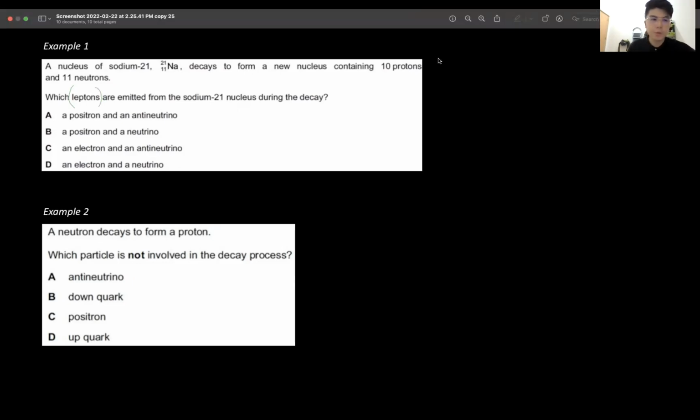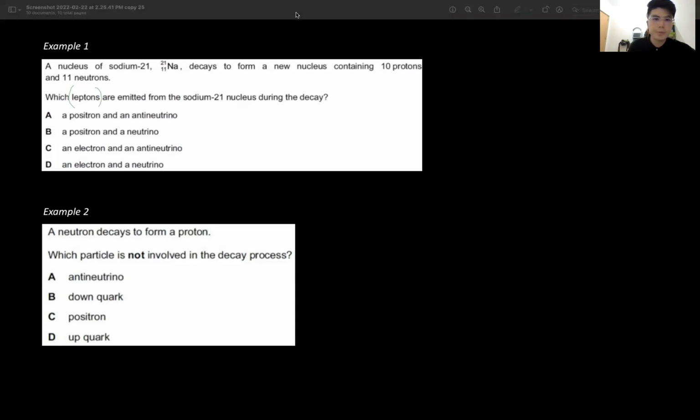Okay, we draw out the decay. We have sodium 21, 11, decay to form a nucleus. Okay, I don't know what it is, I'm just going to put X. 10 protons and 11 neutrons. Okay, the nucleon number will be 21. So plus this one is 11 and this one is 10.